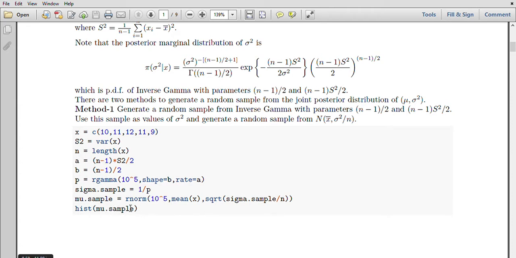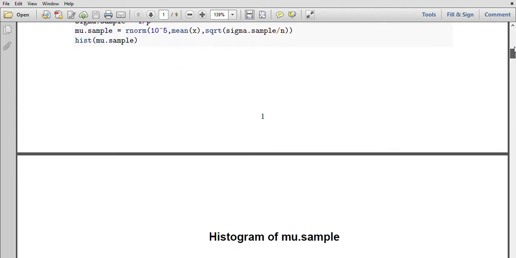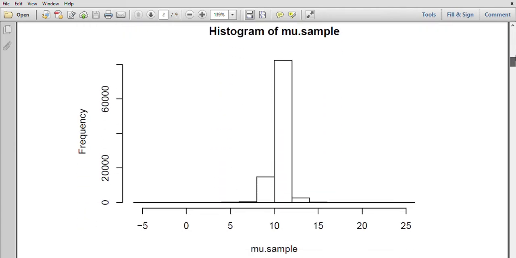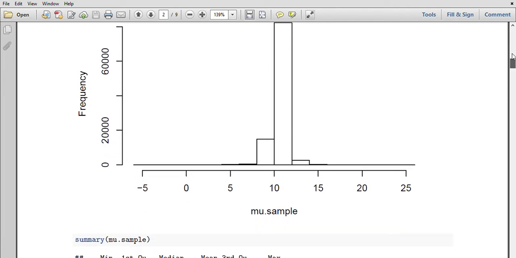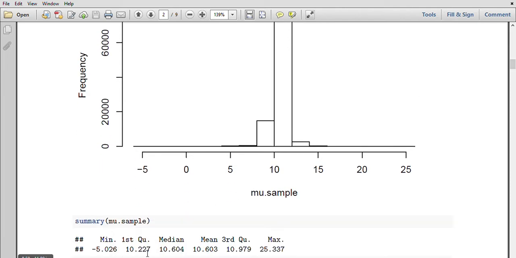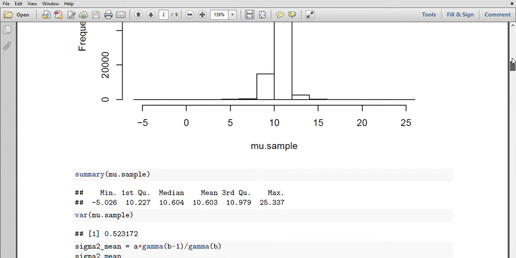Now let us have a look at the histogram of mu. See, this is how the histogram looks. It is a lot concentrated now, around 10. You can see the mean is around 10, the median is also around 10. So let us look at the summary. The first quartile is 10.227, the third quartile is 10.979, the median is 10.6 and the mean is 10.6 again. So it establishes the fact that it is actually a normal sample.